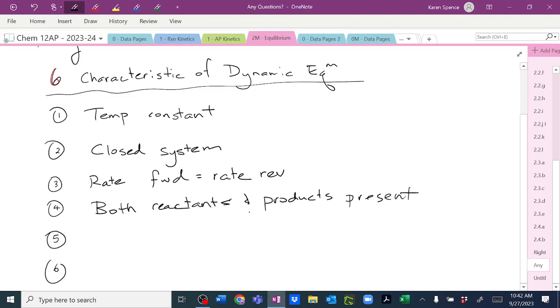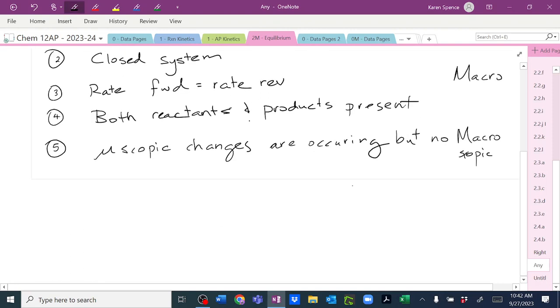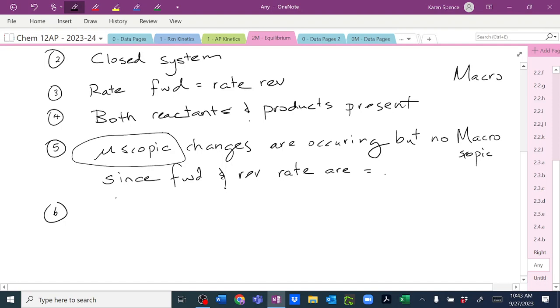Microscopic changes. By the way, if you're writing on an AP exam, I would not write something like that. Actually write the real word. And number 6.